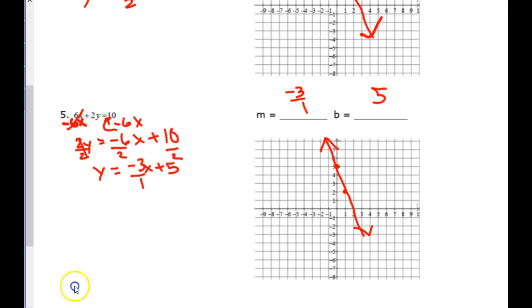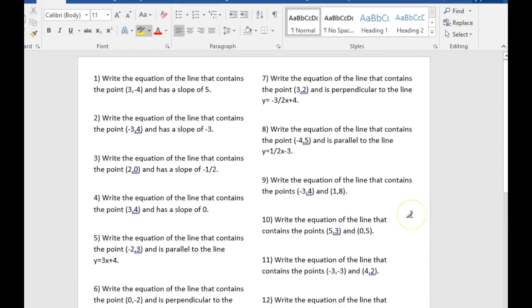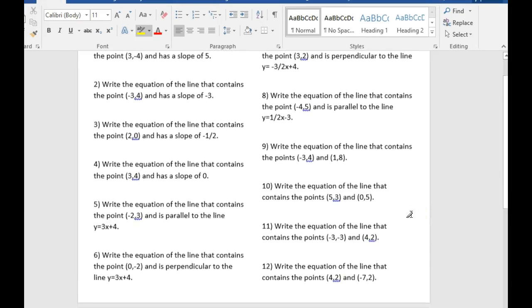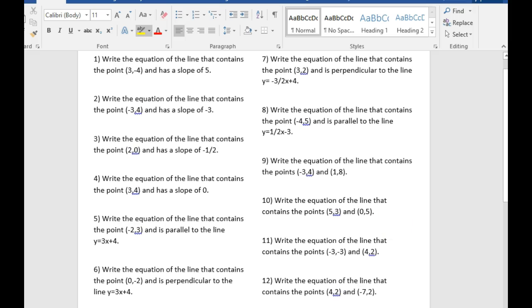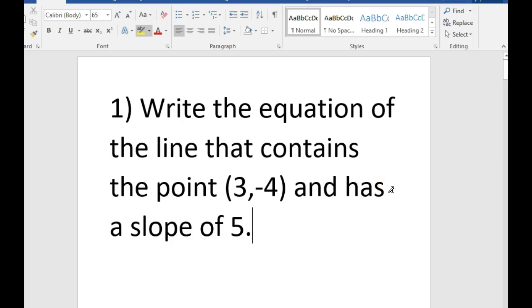But what you're going to do is, okay, now these are the 12 different ones, but around the room, they're going to look like this. So, for example, number 1, you're going to have to be able to write an equation of a line that contains the point 3, negative 4, and has a slope of 5. So, when it comes to points and a slope, at the top of your page, I put the point-slope formula. Just like our warm-up today, you can write an equation.